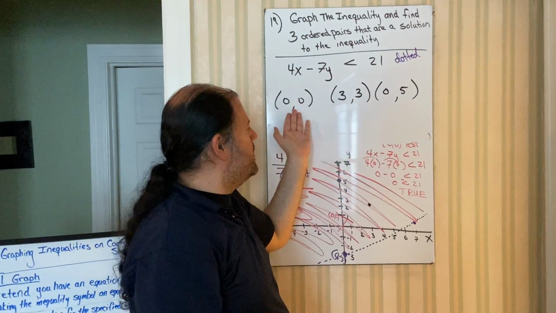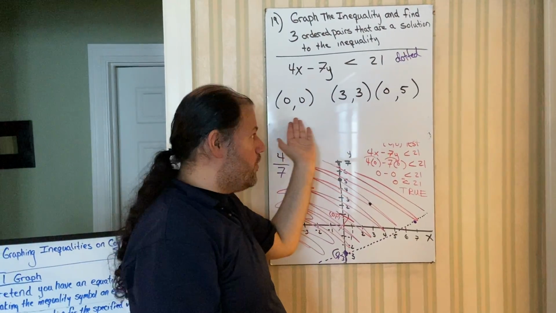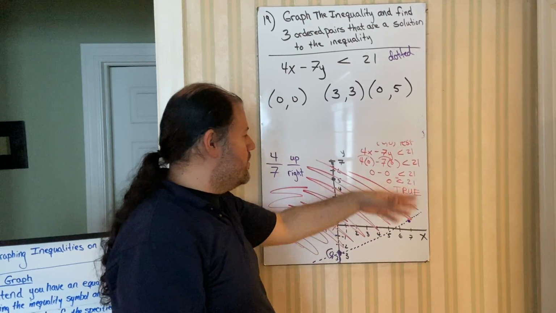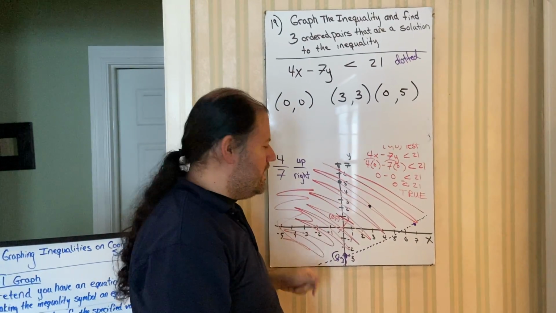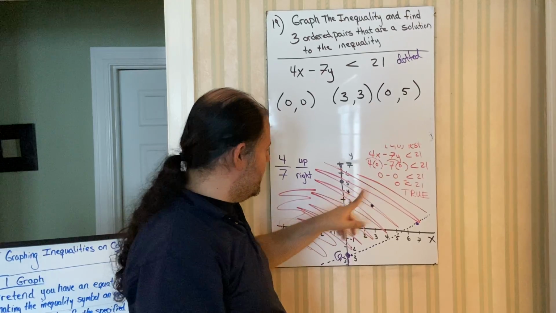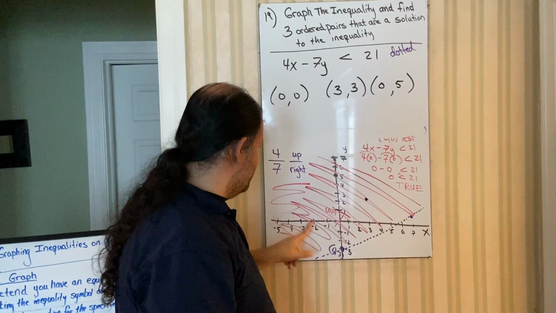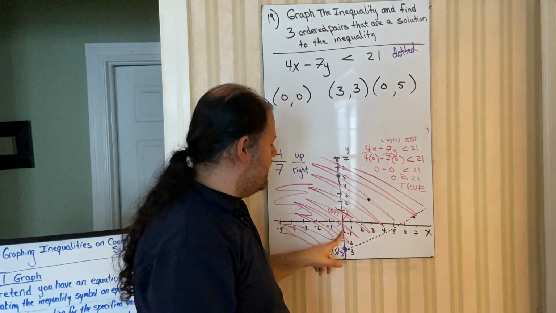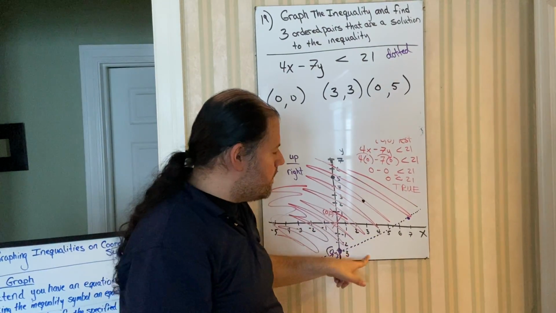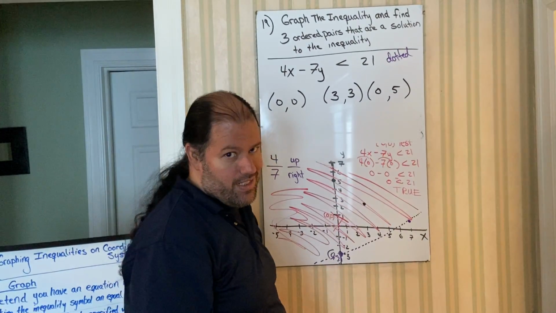So each one of these plugged in gives you a solution. So these are 3 possible solutions. You can get as many as you feel is comfortable. You can pick this point, this point, this point, this point, this point. Anything in the red. Okay? Don't pick anything on the white. Don't pick anything on the boundary line.